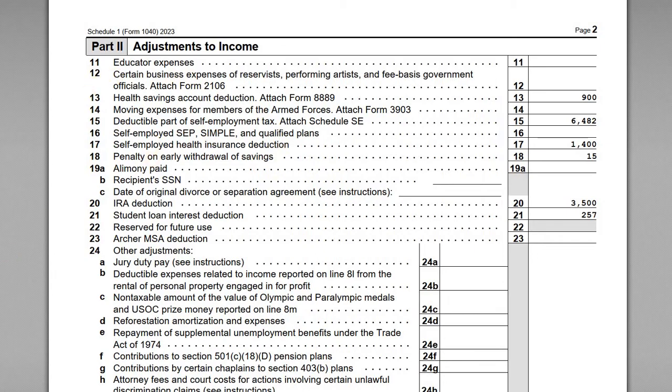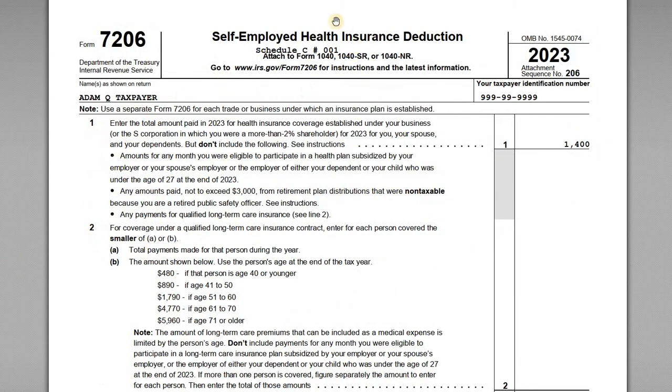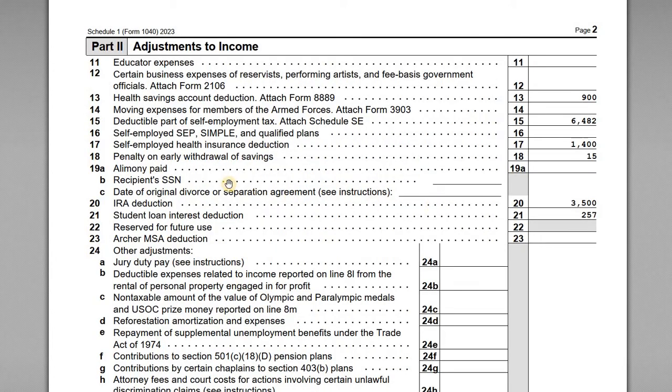But before you get to that, you have to do a Form 7206 for the self-employed health insurance deduction. I've got additional videos on that, so check out the links below if you want to learn more about how to calculate your self-employed health insurance deduction and then report that amount on the Schedule 1.